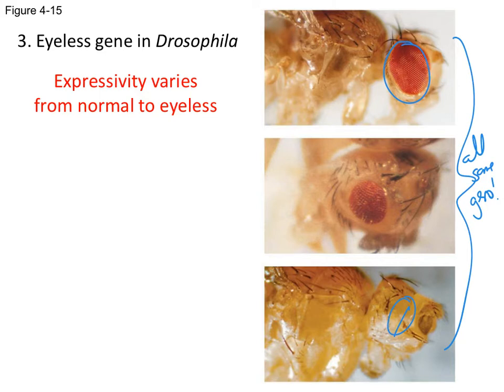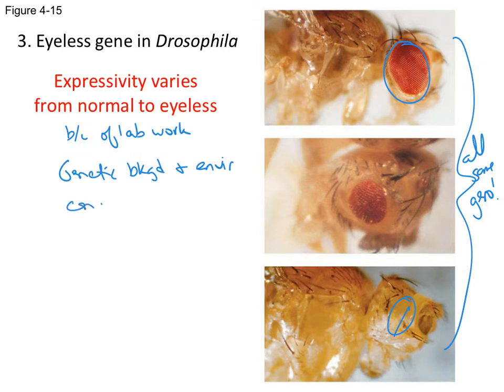Because of lab work, in a lab we can completely isolate both genetic background and the environment. We know that genetic background and the environment can affect how the eyeless genotype leads to phenotype. We're going to start with genetic background. What are the genetic factors that can affect how genotype leads to phenotype?